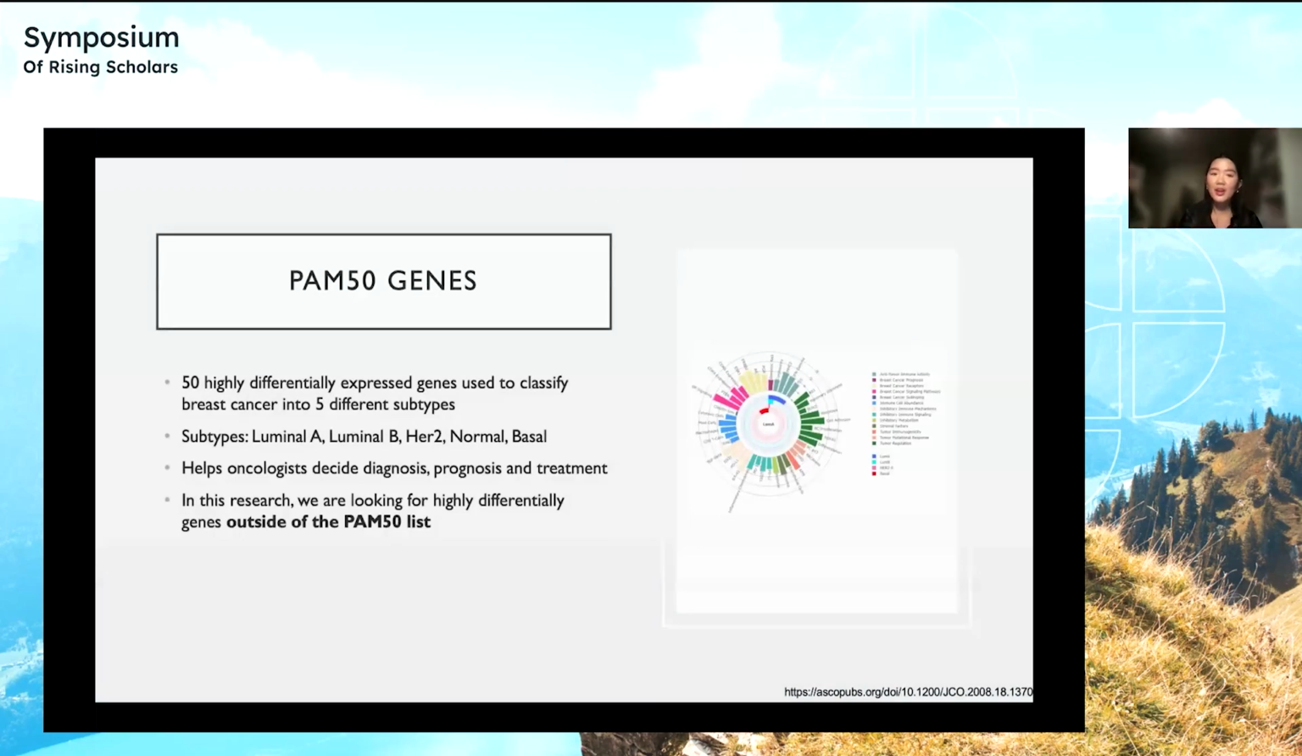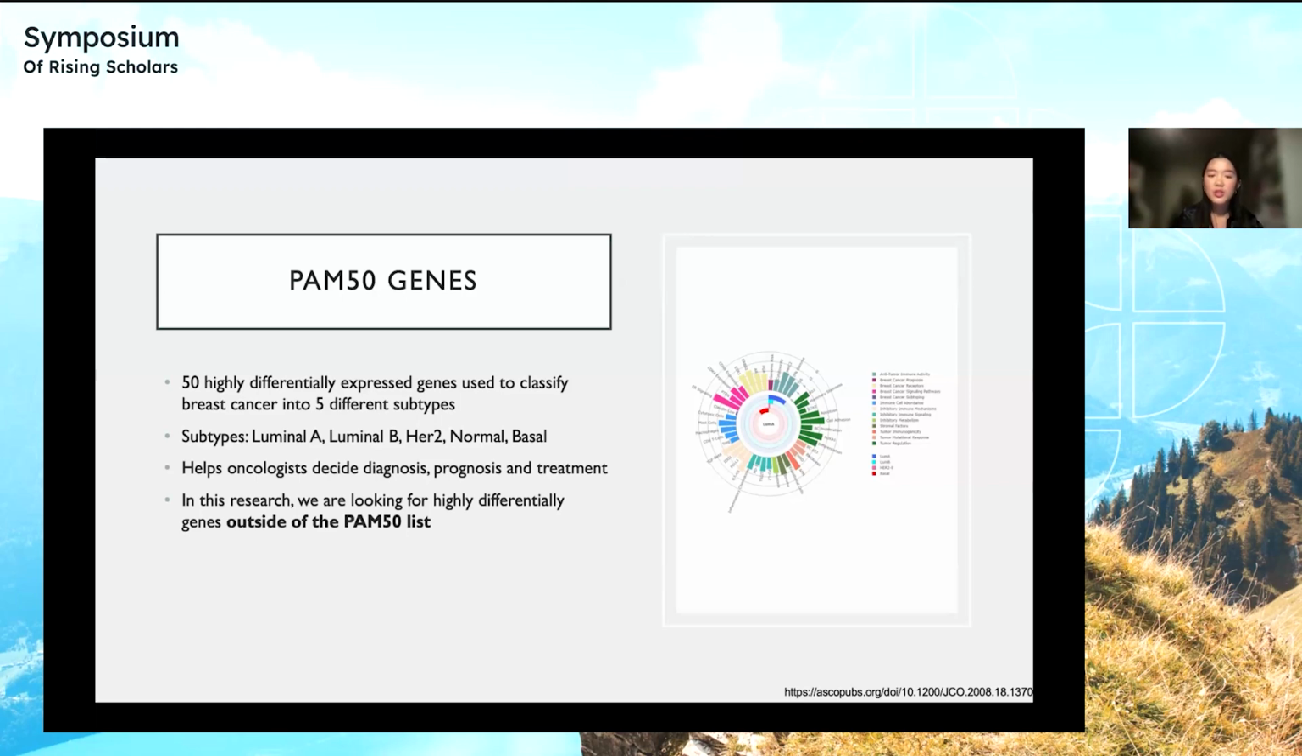Okay, so I will be investigating the genes outside of the PAM50 list, and the PAM50 genes are 50 highly differentially expressed genes used to classify breast cancer into 5 different subtypes created by genetic researchers. And these subtypes include luminal A, luminal B, HER2, normal, and basal. And these 5 different subtypes have helped oncologists decide diagnoses, prognoses, and treatment for different breast cancer because it can basically sort the type of breast cancer cell into one of these 5, which have different characteristics.